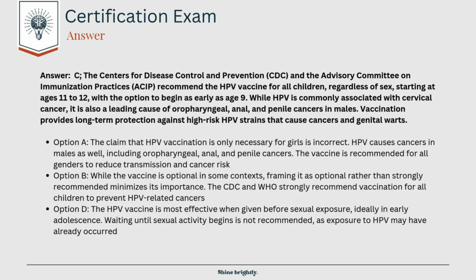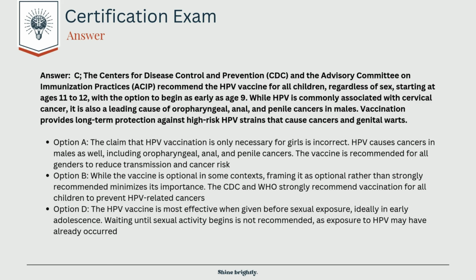Option B: the HPV vaccine is optional and may help with some protection. While vaccination is technically optional, this phrasing really downplays the importance. HPV vaccination is a strong CDC recommendation, not just an option if you want it. Option D: HPV vaccine should only be administered if the child is sexually active or at risk of exposure. This is misleading because HPV vaccination is most effective before exposure. If you wait until a person is sexually active, they may have already been exposed to HPV.